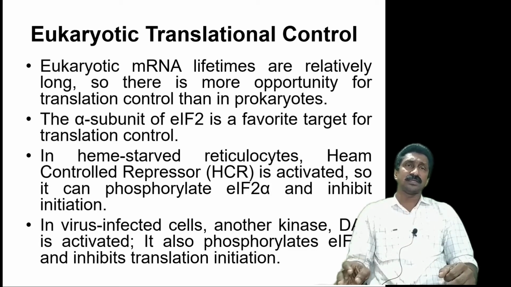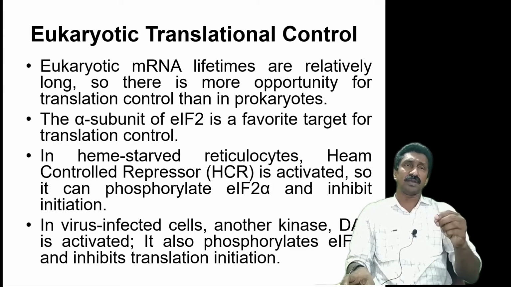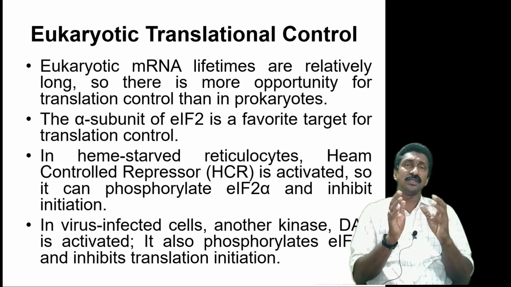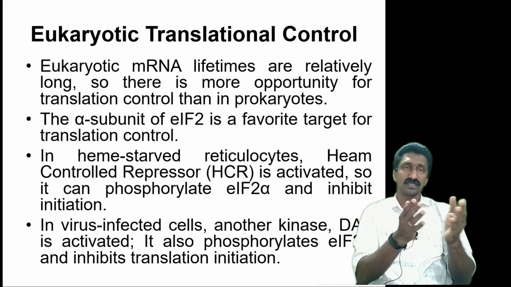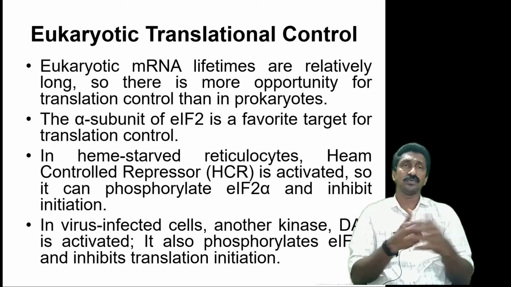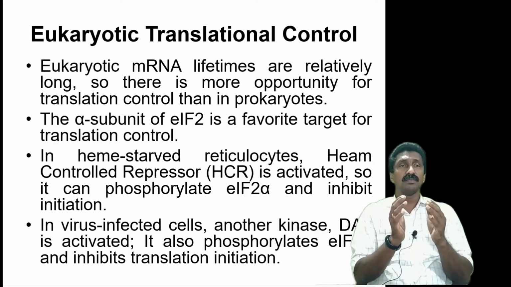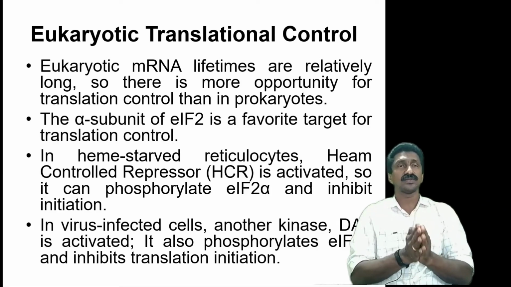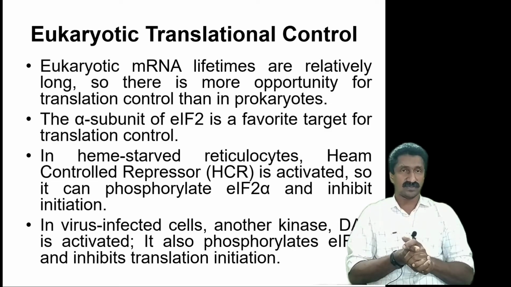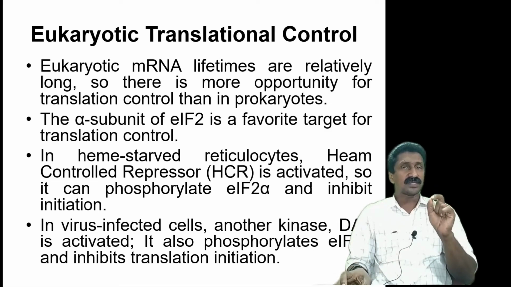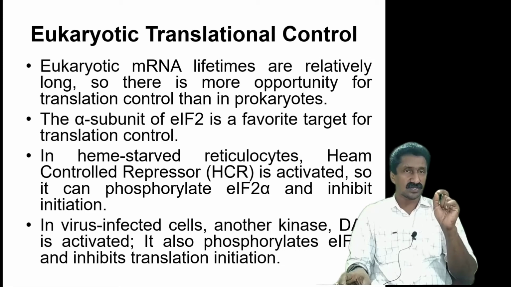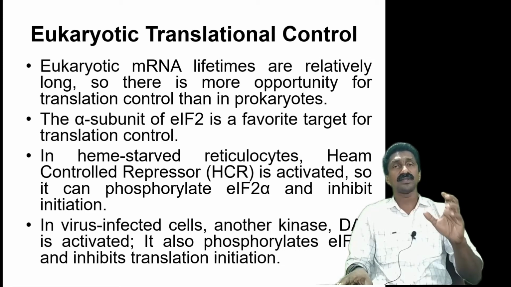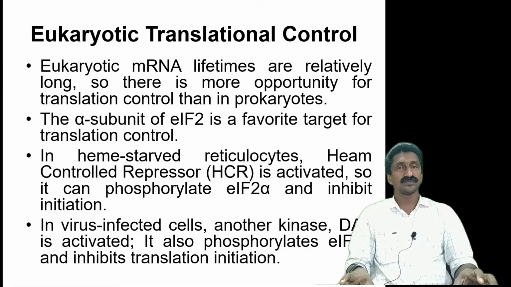Eukaryotic mRNA lifetimes are relatively long compared to the prokaryotes, meaning it may be hours to weeks. So there is more opportunity for translation control than in prokaryotes. The alpha subunit of the eukaryotic initiation factor 2 is a favorite target for translational control.